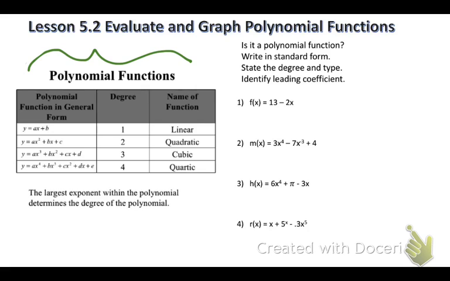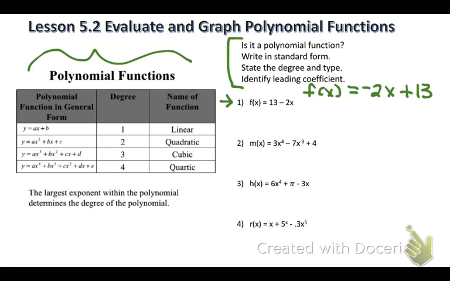We're asked to do 4 things, and we're given the following functions. So we're looking at number 1, and we're deciding, is it a polynomial function? And the answer to that is yes. We know polynomials are a sum of monomials. Then we have to write it in standard form, which means the terms must be written in descending order. So that would be f of x equals negative 2x plus 13. That's standard form.